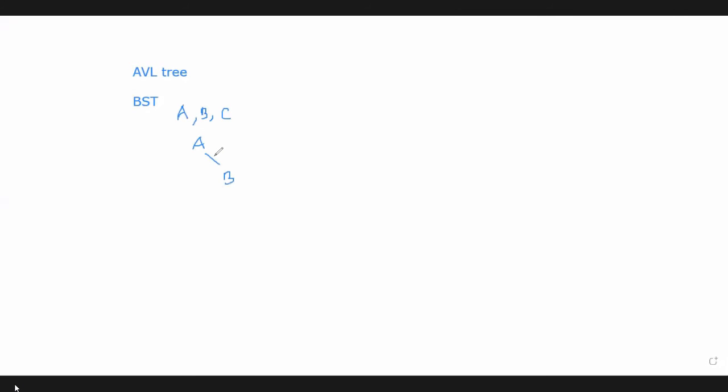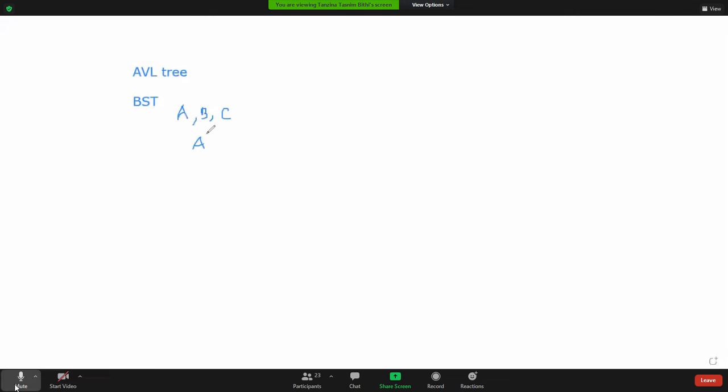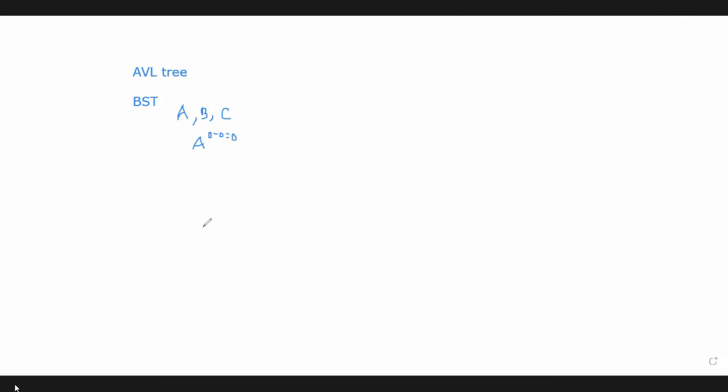But this is an AVL tree, not a binary search tree. So after inserting a node, calculate the balance factor. A is a leaf node, or actually a root node, but it doesn't have any children. So its balance factor is 0 minus 0 equals 0. The height of the left subtree is 0 and the height of the right subtree is 0. So its balance factor is 0. We can write it here. Now after inserting, A is the root node.